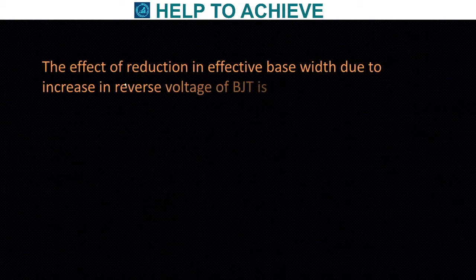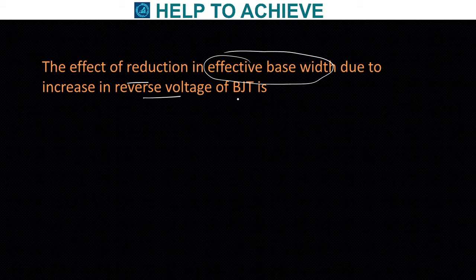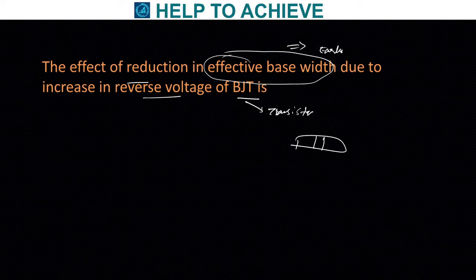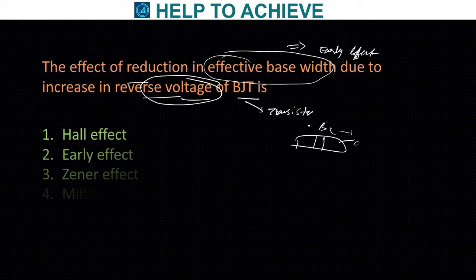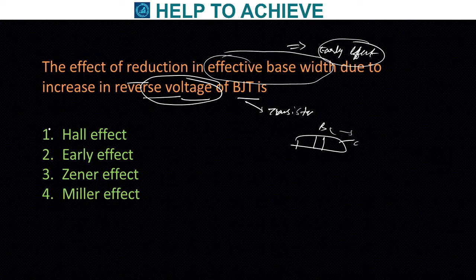Next, the effect of reduction in the effective base width due to the increase in reverse bias voltage of a BJT. So what they are saying is, due to this effective reduction of base width, we know from the phenomenon of the early effect, what happens is that the base width will actually decrease when we increase the reverse voltage of the BJT. So this is also known as the early effect. This is the straightforward definition of the early effect.